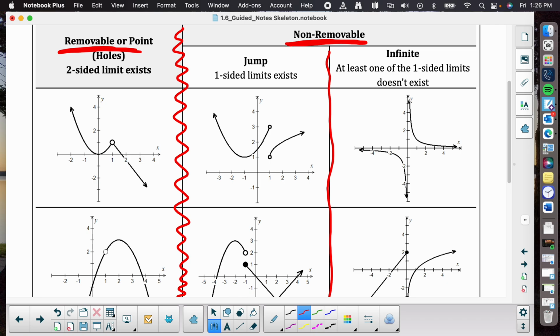A jump discontinuity is when there is a gap between pieces of your function. And so there is a jump between the pieces. Generally, you're only going to see this from piece functions or piecewise.